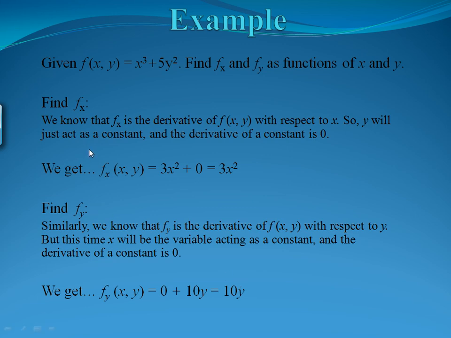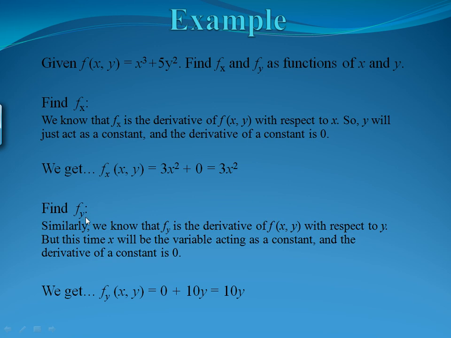So the first partial with respect to x means we're going to go term by term. x is going to be our variable, and y is going to be a constant. So here, for the first term, the derivative of x cubed is 3x squared. The second term doesn't have any x's in it, so the second term is a constant. So the derivative of that is just 0. So that means our partial with respect to x is 3x squared.